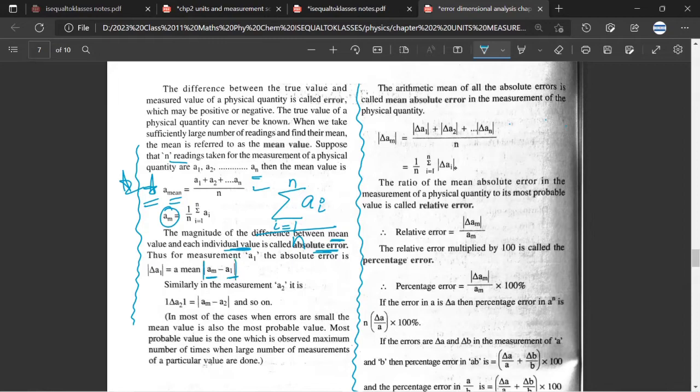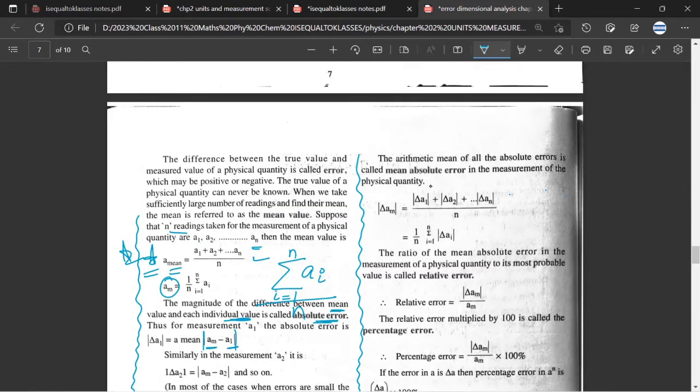Ms. Avantika, any doubt till here? No. So in simple words, absolute error is equal to true value minus measured value.